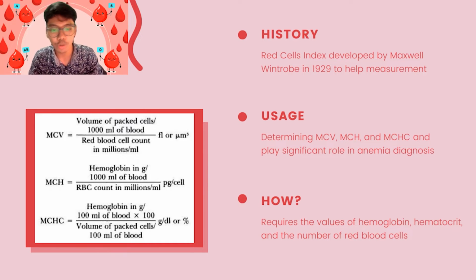If the values for hemoglobin, hematocrit, and the number of red blood cells are known, the red blood cell index can be calculated. So how do we calculate these values? The red cell index can be calculated by using the formula shown on the slide. This index is also used widely as a marker for the diagnosis of anemia.